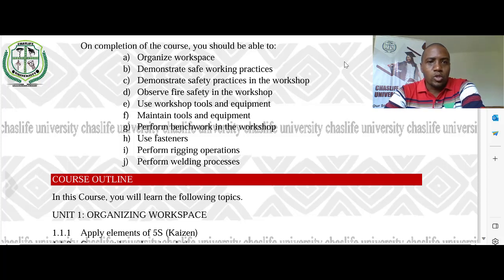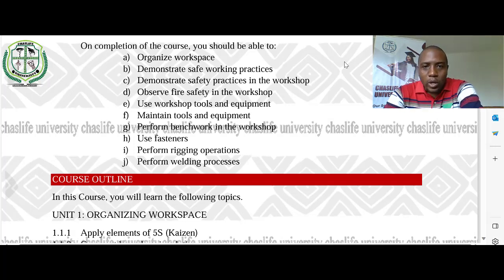First of all, we are going to help ensure that the course helps us as students organize the workplace, the workspace, the environment in which we work. Then it's also going to help us demonstrate safe working practices. Each one of us will understand how to practice our work procedures and go about our work on a daily basis, but on a safe slate. We should always be safe as we proceed with whatever we do. We are going to be able to demonstrate safety practices in the workshop.